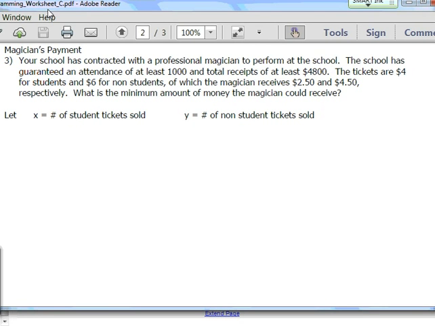The tickets are $4 for students and $6 for adults, which usually means parents. You know, what's a student other than that, I guess, a little baby. Of which the magician receives $2.50 and $4.50 respectively. What's the minimum amount of money received? Okay. Remember, these things look like this.